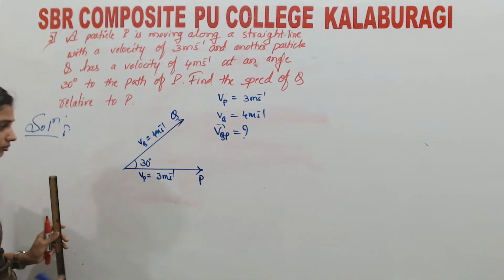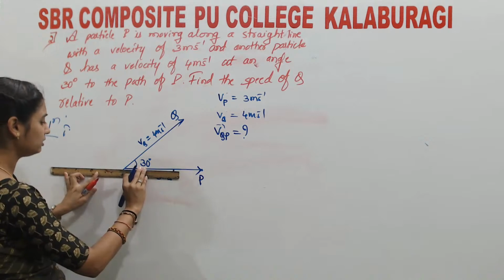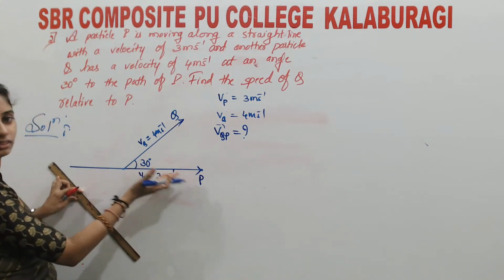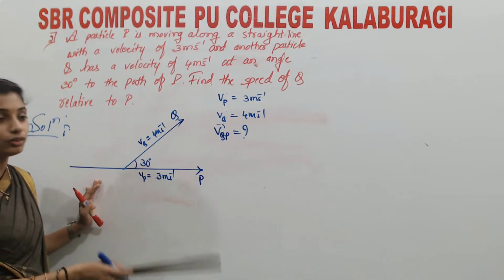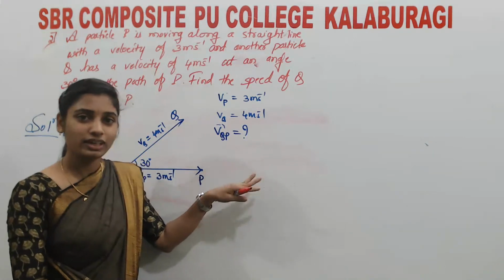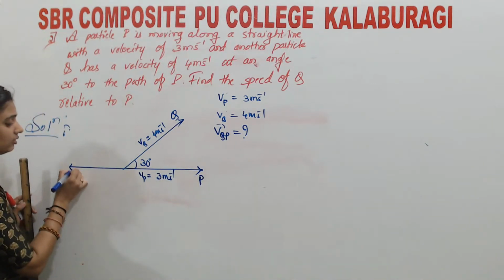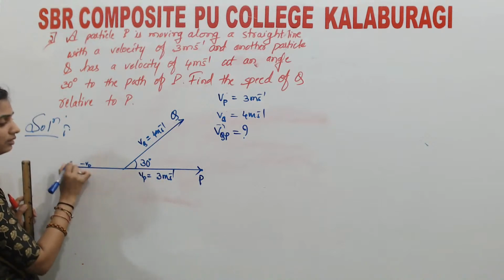Now here, what we have to do to find out the relative velocity? We have to make the body P at rest. Why? Because we are finding with respect to P. So let us reverse the velocity of P. That is nothing but minus Vp in this direction.